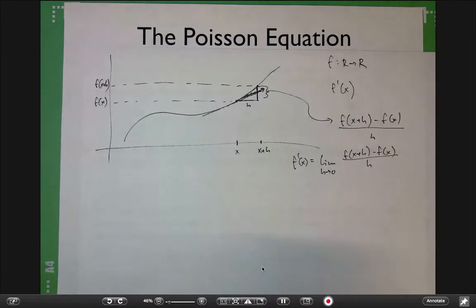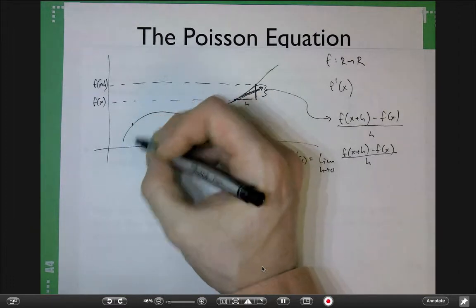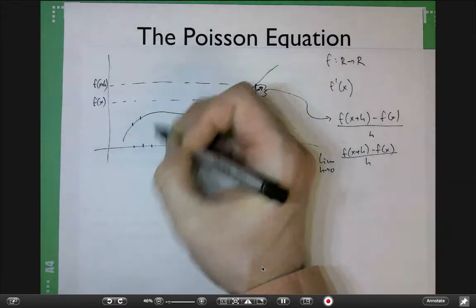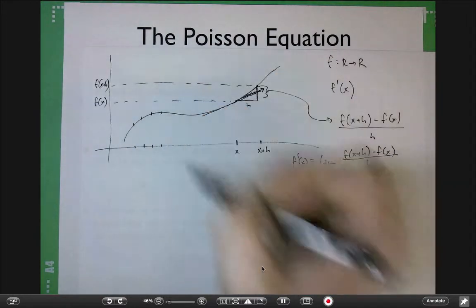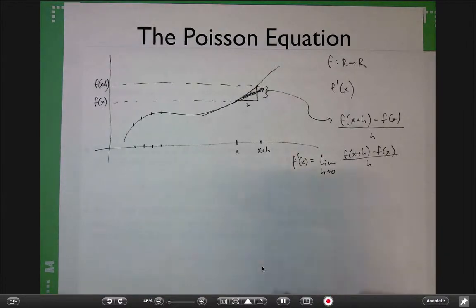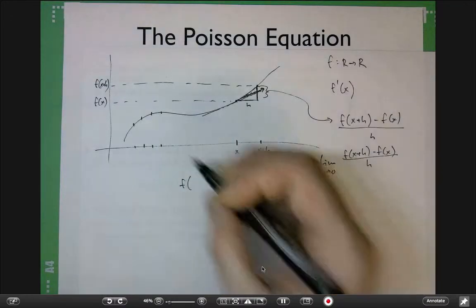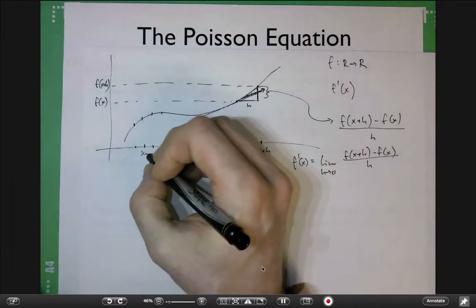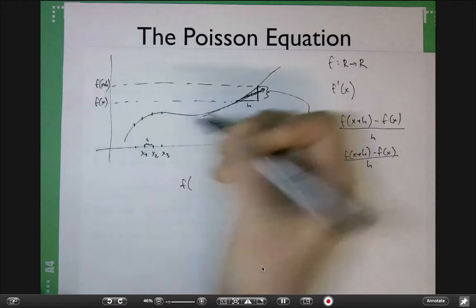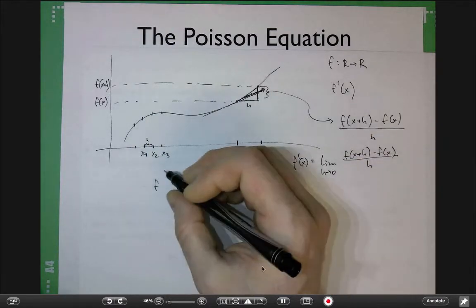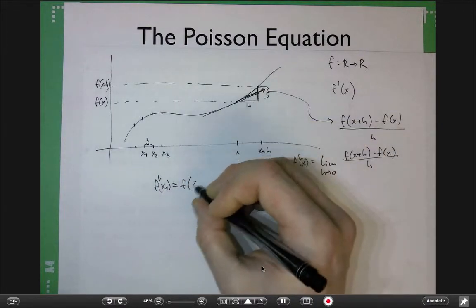So if I want to approximate the derivative in practice, if I don't have a continuous function but only discrete points, which is what we are basically assuming here, then if these are x1, x2, and x3, and this is my h now, I approximate the derivative at x1 approximately just like this, right?